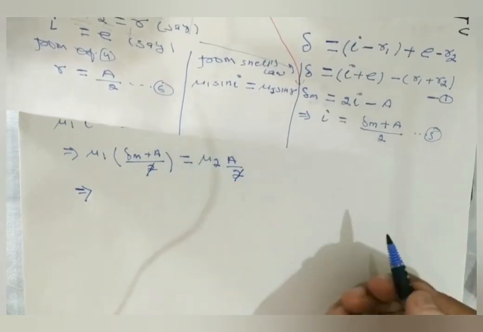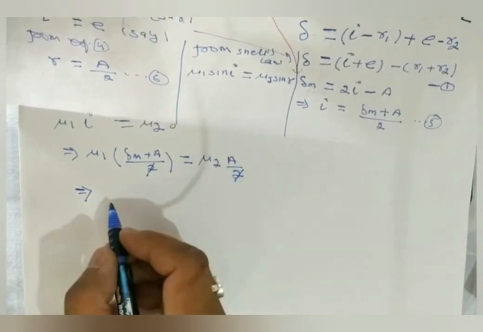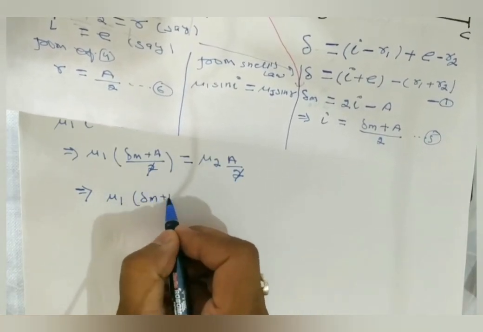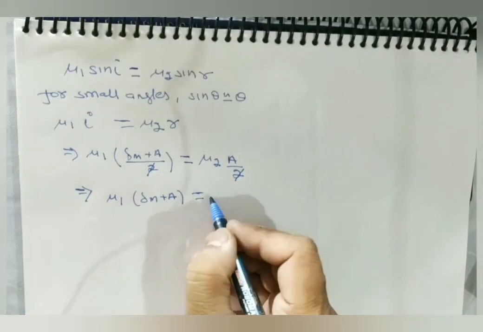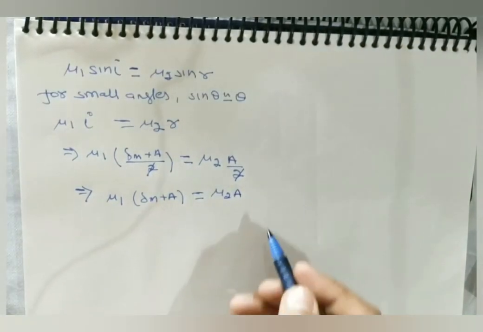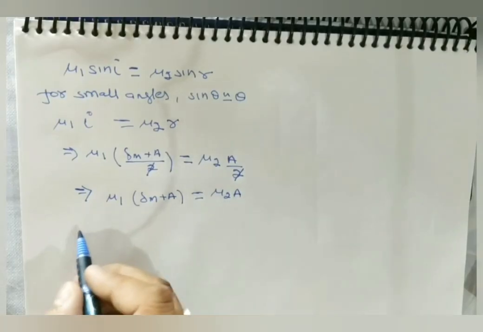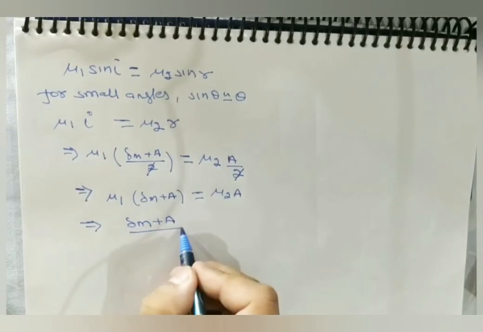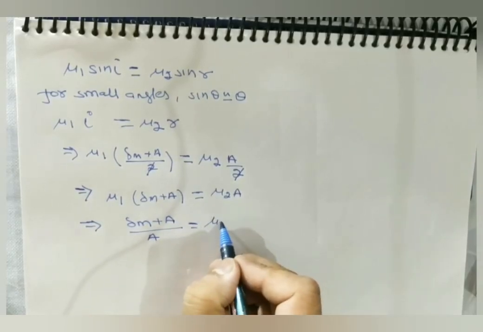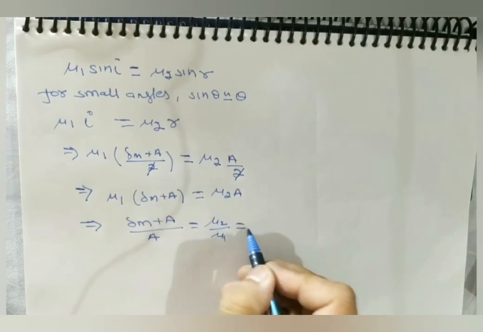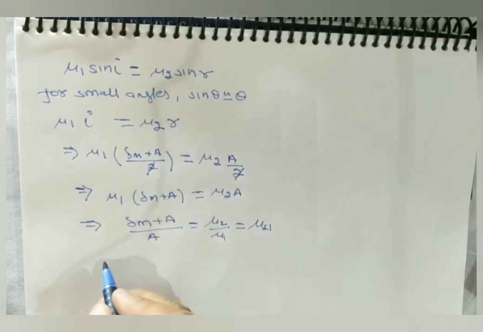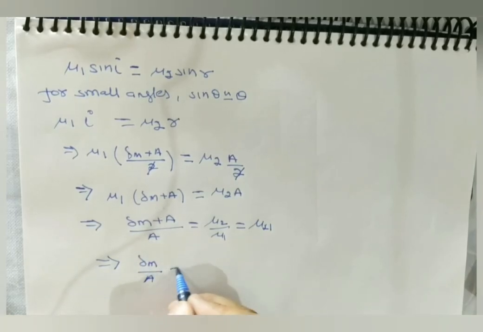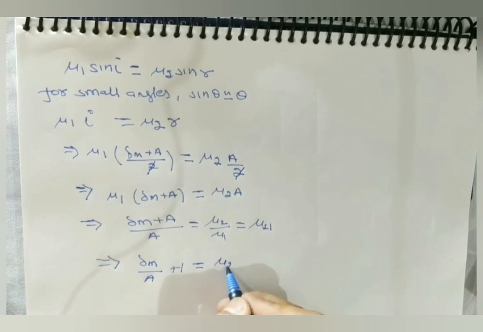Now this 2 and 2 cancel out, and mu1 into delta M plus A equal to mu2 A. Now take A on the left side and mu1 on the right side. You can write delta M plus A by A equal to mu2 upon mu1, and that can be written as mu21. So it becomes delta M upon A plus 1 equal to mu21.